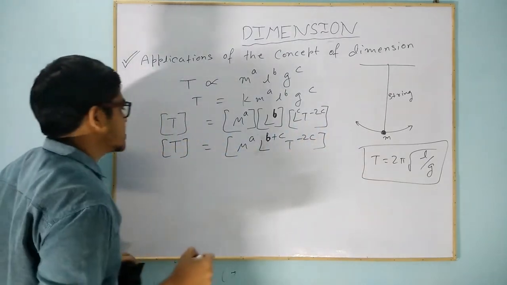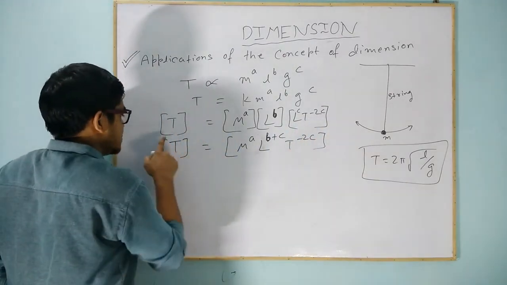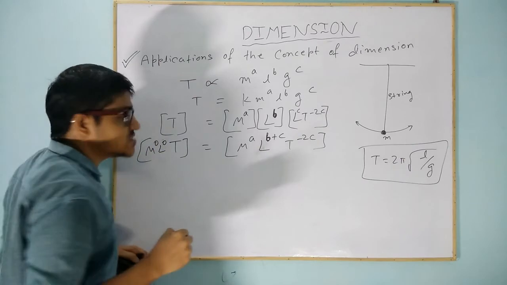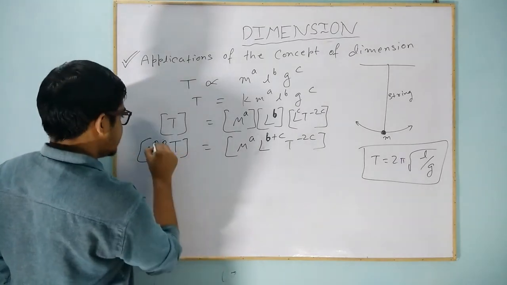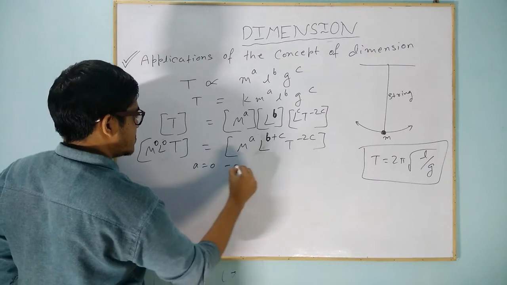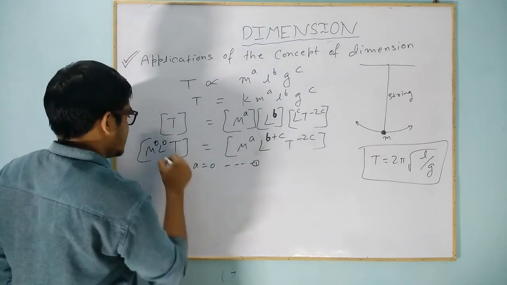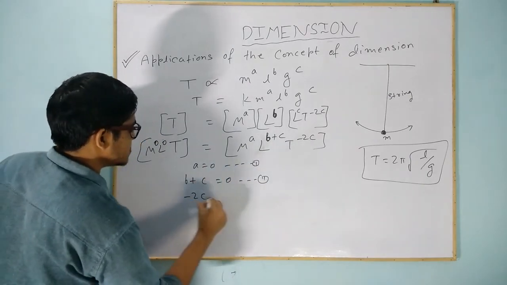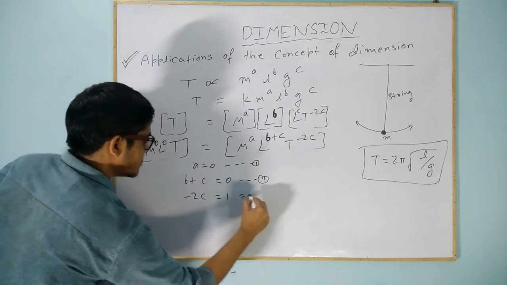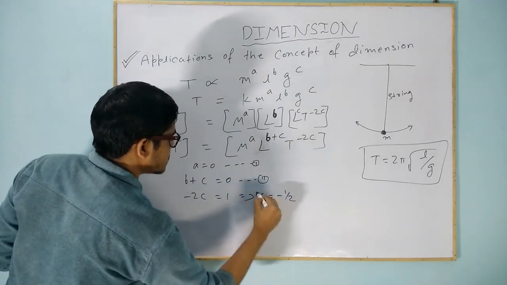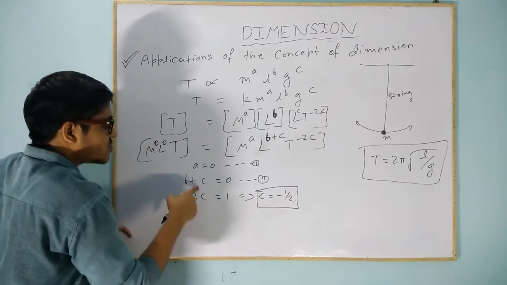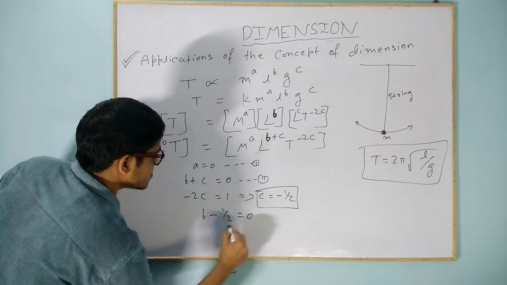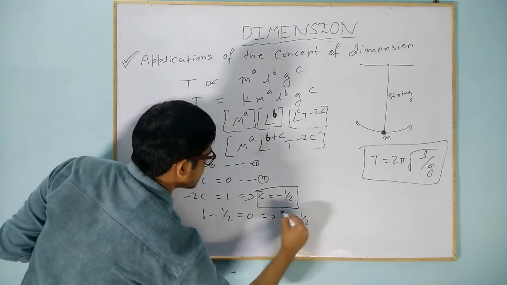Now let's compare both sides. Here we can write it as m raised to the power 0, L raised to the power 0, T. So from here we get A equals 0. B plus C equals 0 and minus 2C equals 1. From here we get C equals minus 1 upon 2. Putting C equals minus 1 upon 2 in equation 2, we get B minus 1 by 2 equals 0. This implies B equals 1 by 2.